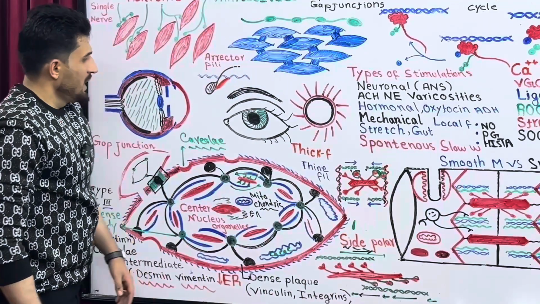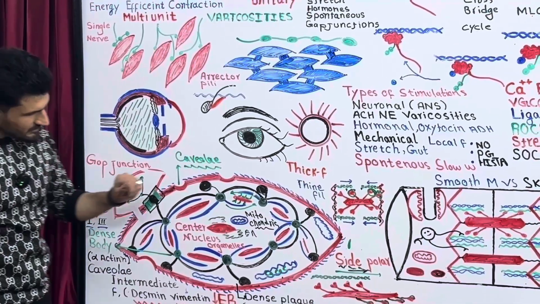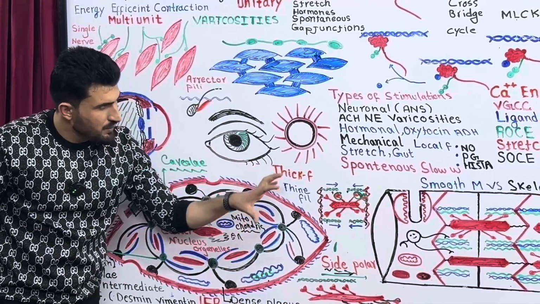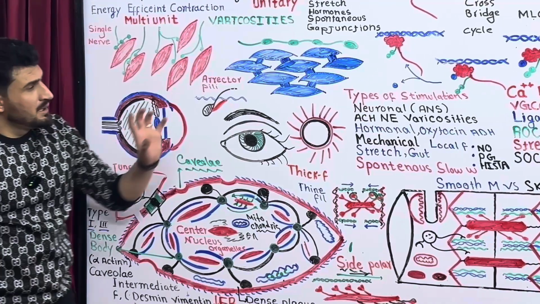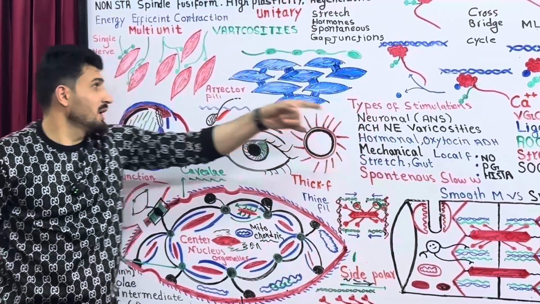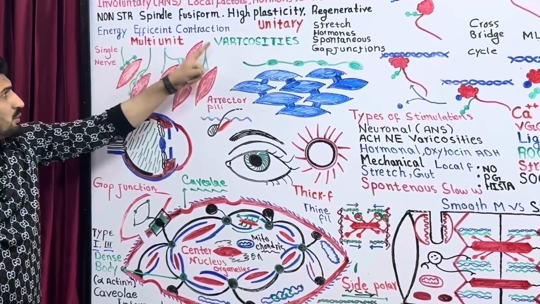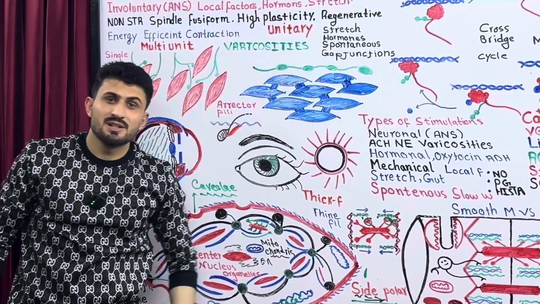Okay, so these were all about the structure of smooth muscle. Now we're going to talk about the mechanism of contraction of smooth muscle, and then we'll talk about two important types of smooth muscle, which are multi-unit and unitary smooth muscle.